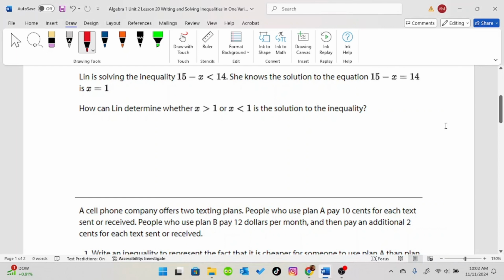In our next practice problem, Lynn is solving the inequality 15 minus x is less than 14. She knows the solution to the equation 15 minus x equals 14 is x equals 1. How can Lynn determine whether x is greater than 1 or x is less than 1 is the solution to the inequality? She can pick a number that is either less than 1 or greater than 1 and test it in the inequality.